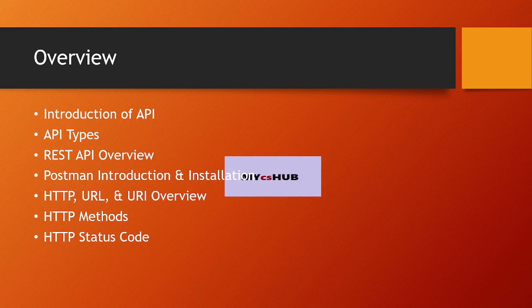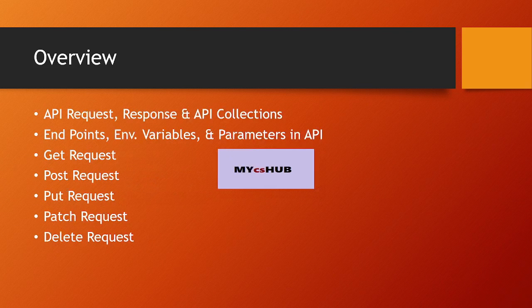Then we will move to the API request where we will learn what is API request, what is response, endpoints, environment variables, parameters, which is used in the API testing. Thereafter, we will see the overview of API collection.